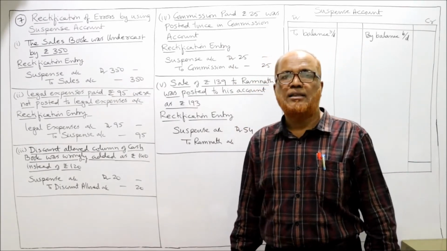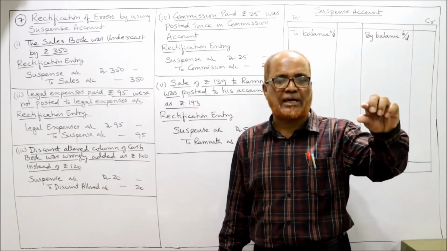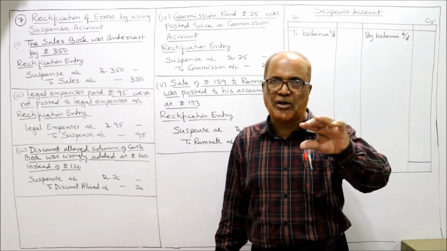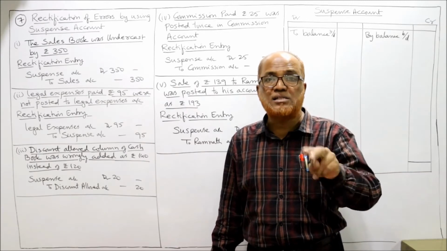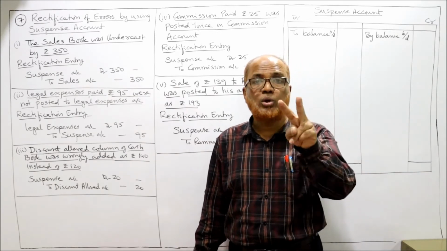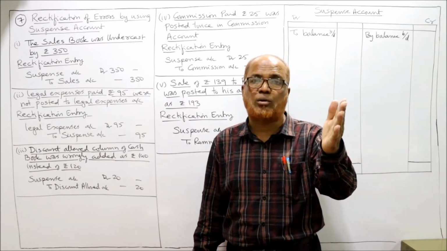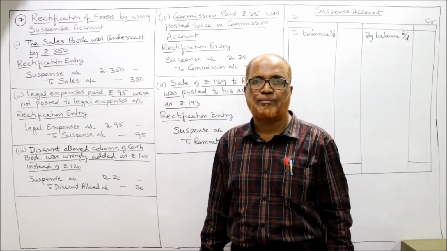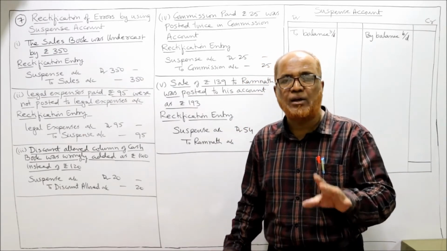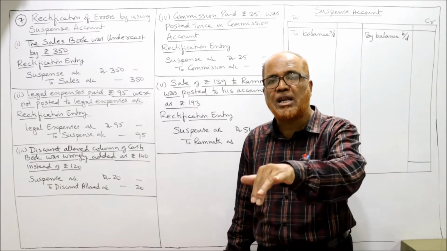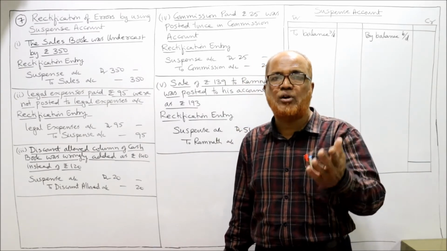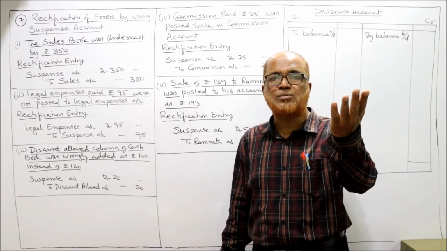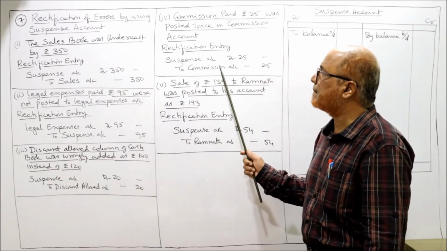Now commission paid rupees 25 was posted twice in commission account. Commission paid, the entry will be commission account debit to cash. So commission account should have been debited, but here it is debited twice, not once. 2 times we have debited commission account. So 1 time we credit it. To cancel that, to rectify, 1 time we have to credit commission account. So when you are crediting commission account, debit should be given to suspense account. So entry will be suspense account debit to commission account.